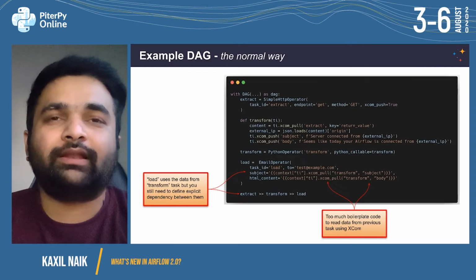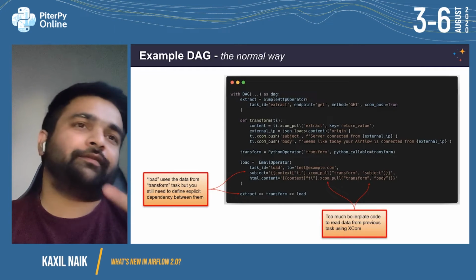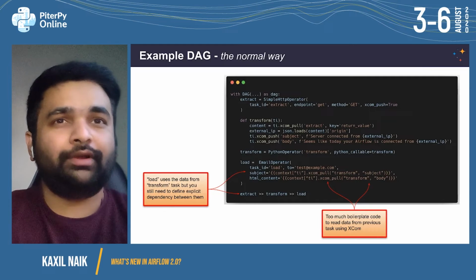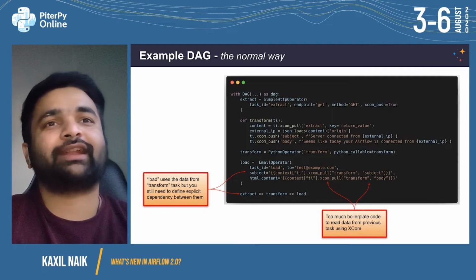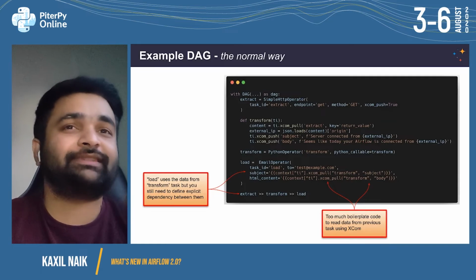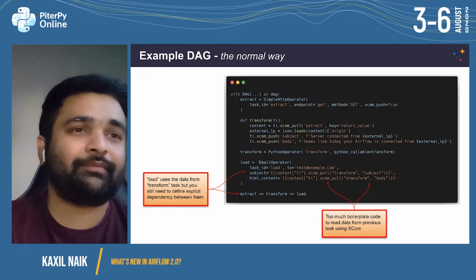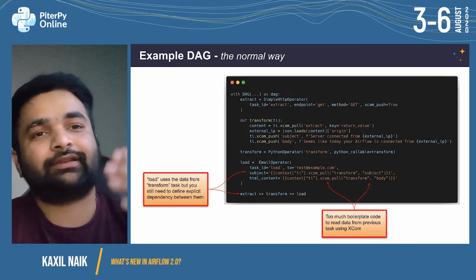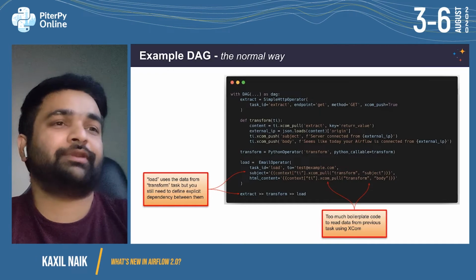Check this example. This is a normal way of writing DAGs at present. The task load uses the data pushed by the transform task. However, you still need to define explicit dependencies between them. You can see the last line in the diagram, which shows extract needs to run before transform, which needs to run before load.